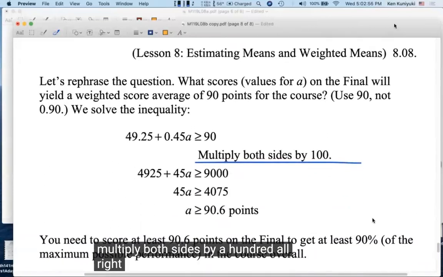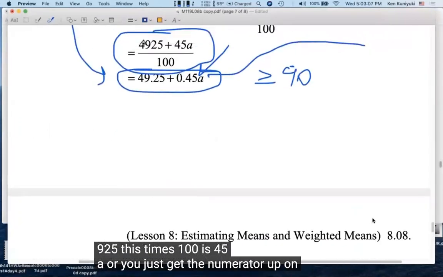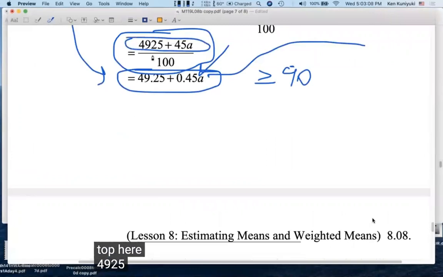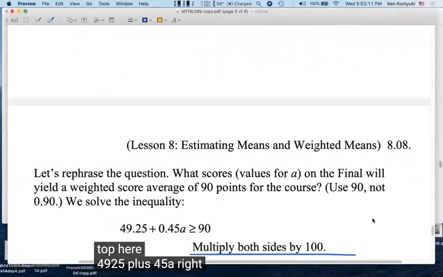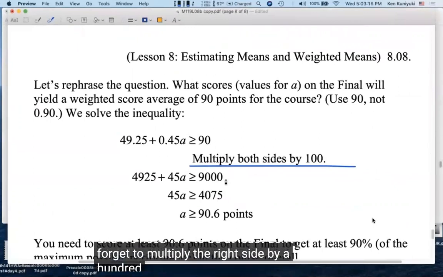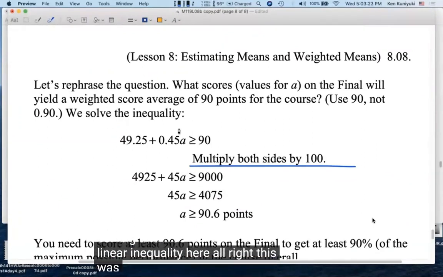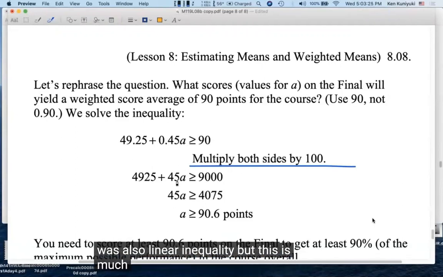All right. So then, this times 100 is 4,925. This times 100 is 45A. Or you just get the numerator up on top here, 4,925 plus 45A, right? And we need that to be at least, don't forget to multiply the right side by 100, we get 9,000. 90 times 100 is 9,000. So now we're solving this nice linear inequality here. All right, this was also linear inequality, but this is much nicer.